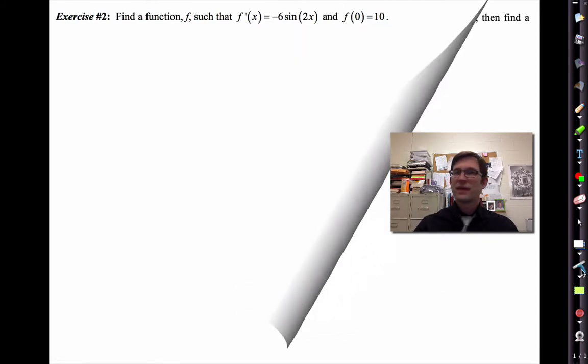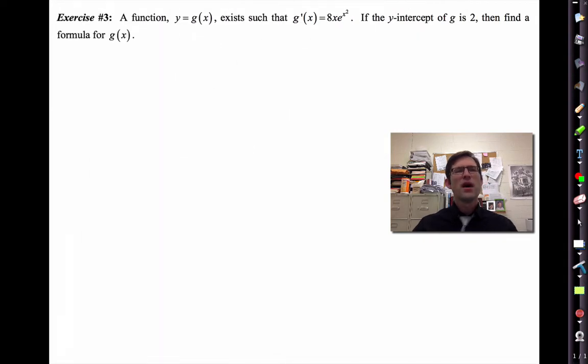All right, let's jump and do another one. A function y equals g of x exists such that g prime of x is 8x e to the x squared. If the y-intercept of g is 2, then find a formula for g of x. Again, pause the video now, see if you can work through this.